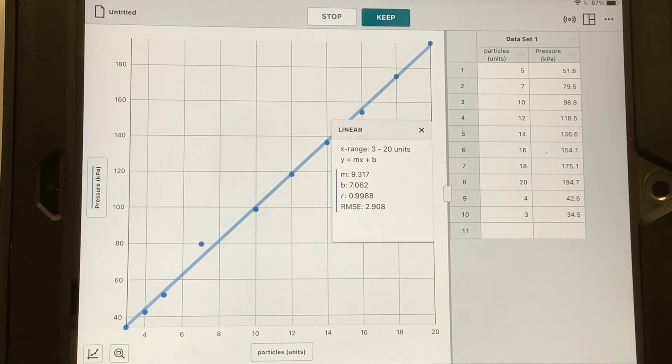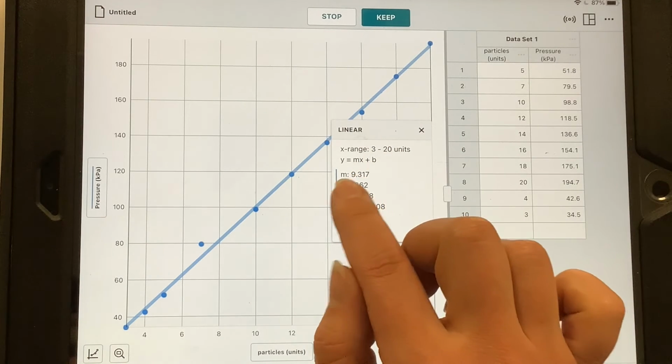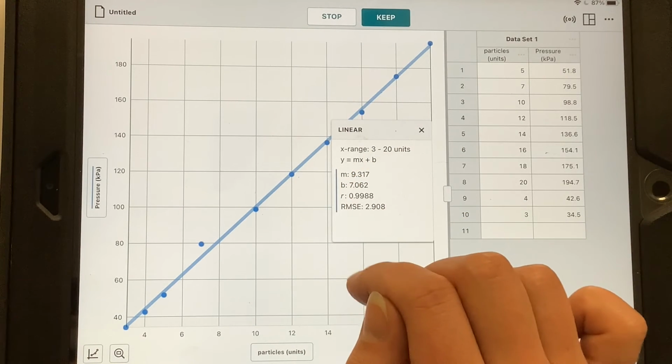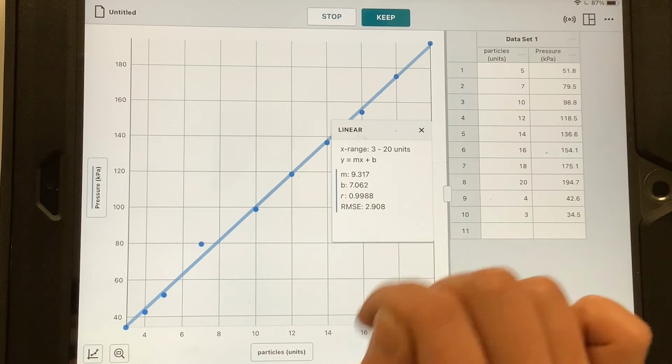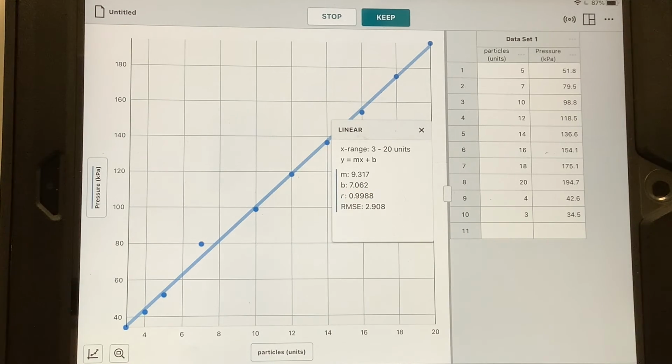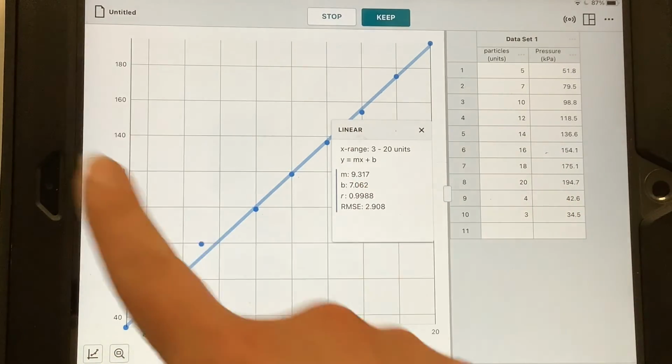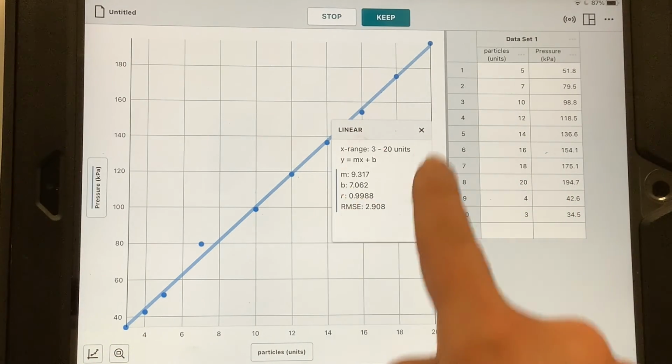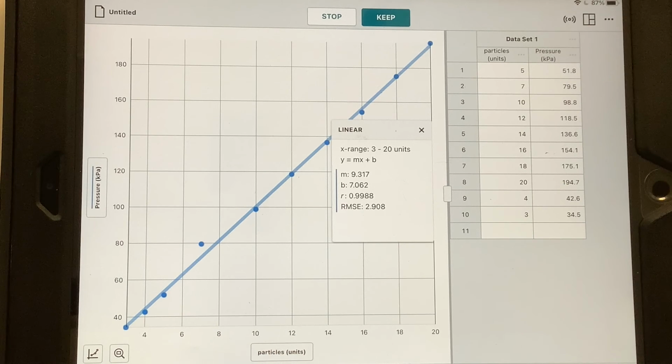So here it gives us the information for our line. So our slope, our m, is about 9.3, and our y-intercept is about 7.1. So along with the data table, sketch a picture of this graph and record the equation for the line in your notebook.